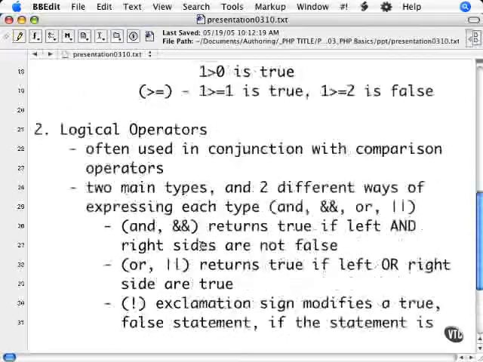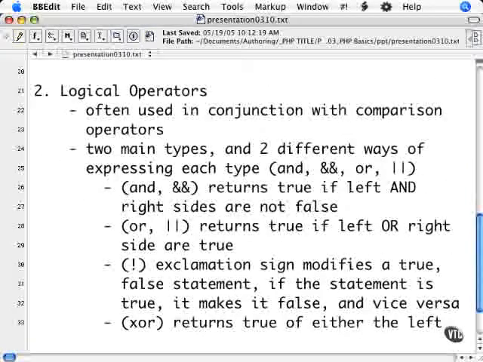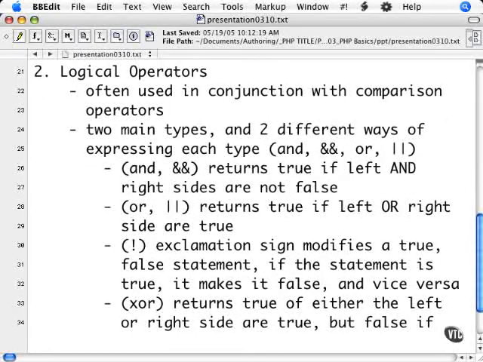Similar to comparison operators are logical operators. They are what you might say in conversation when trying to determine between two things. I may do A, or I may do B, or I am going to do A and B. The key words here are and or. The AND operator is represented by the word AND or 2 ampersands together. This logical operator will return true if the left and right sides are not false.